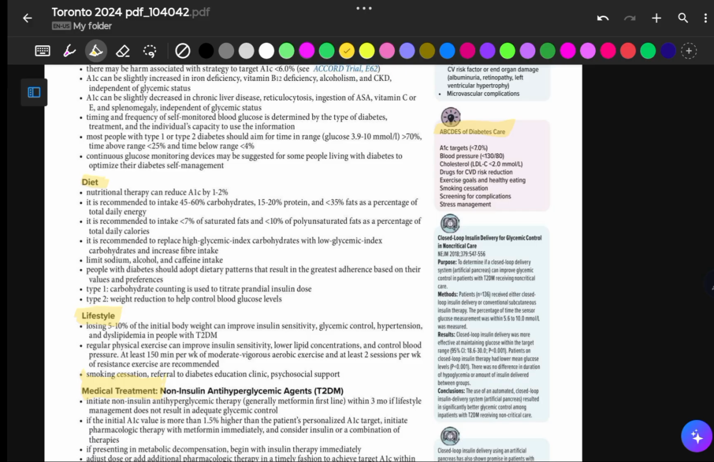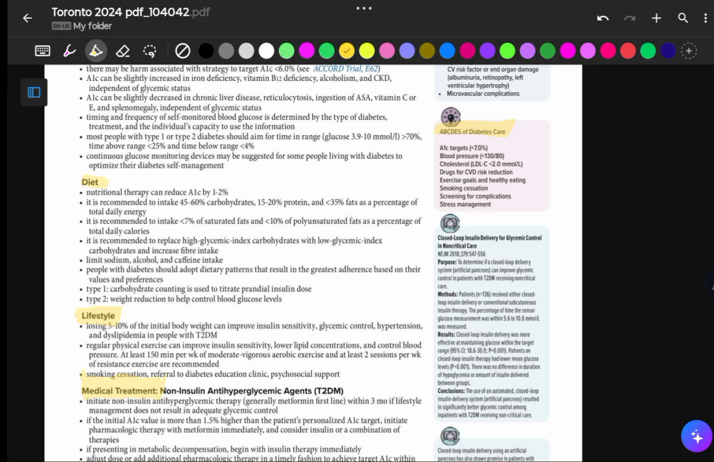When we're talking about carbohydrates, we want to replace high glycemic carbohydrates with low glycemic carbohydrates and increase the fiber intake, and limit alcohol, sodium, and caffeine intake. People with diabetes should adopt a dietary pattern that results in the greatest adherence. So you have to work together with the patient when it comes to the diet, so that the patient is able to adhere to this change. For type 1, carbohydrate counting is used to titrate your prandial insulin dose. And for type 2, weight reduction helps control your blood glucose level. So diet is very important.